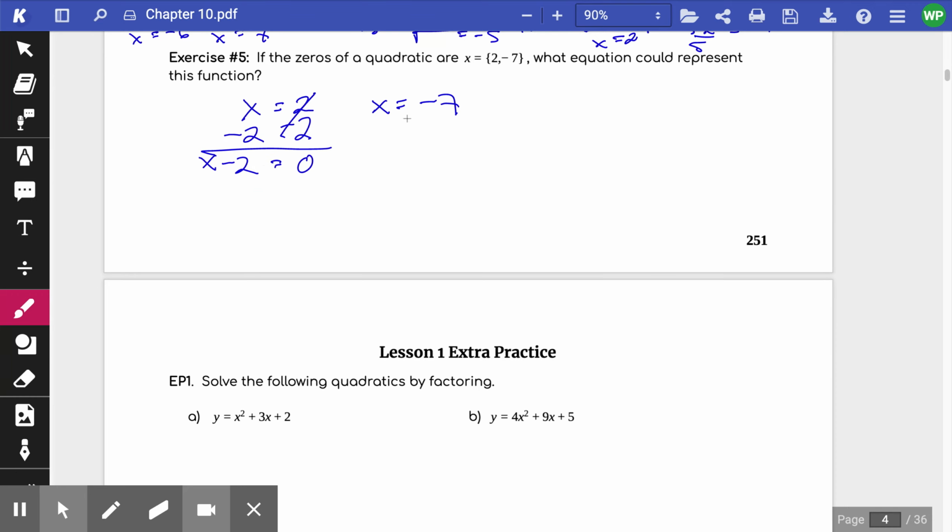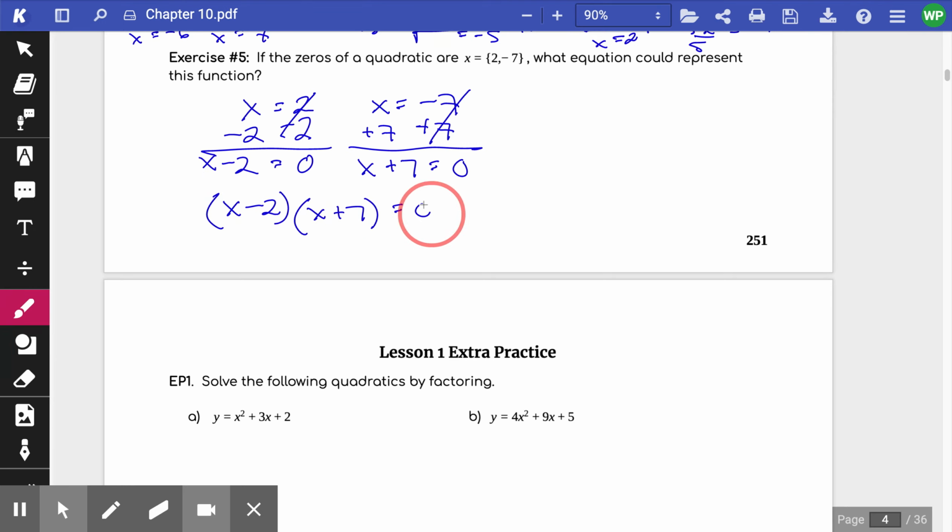Now if we do that same thing on the right, we have a negative 7. We're going to add 7 to both sides, and we're going to have x plus 7 is equal to 0 on the right. So now we have x minus 2 and x plus 7, and that whole thing equals 0. So right there, that is an equation of that quadratic function.